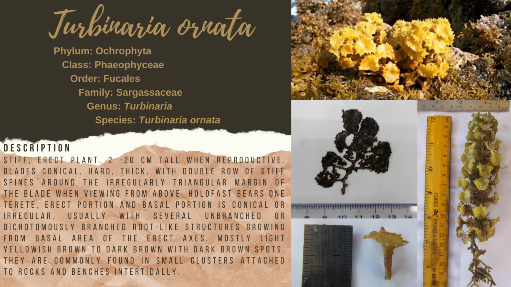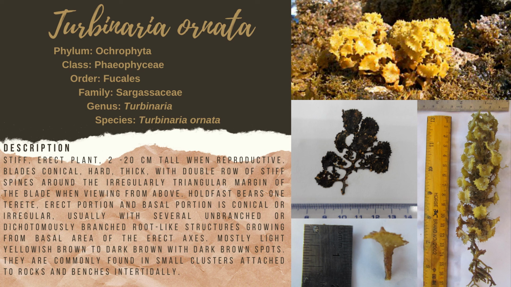From class Phaeophyceae, order Fucales and family Sargassaceae, Turbinaria ornata is a stiff and erect algae that is 2 to 20 centimeters tall when reproductive. It has hard, thick, and conical blades with a double row of stiff spines around the irregularly triangular margin of the blade when viewing from above. Its holdfast bears one terete with erect portion and basal portion, conical or irregular, usually with several unbranched or dichotomously branched root-like structures growing from the basal area of the erect axis. They are mostly light yellowish-brown to dark brown with dark brown spots.